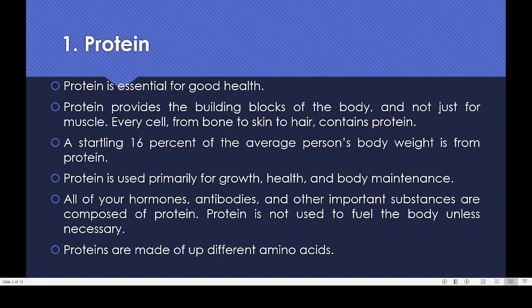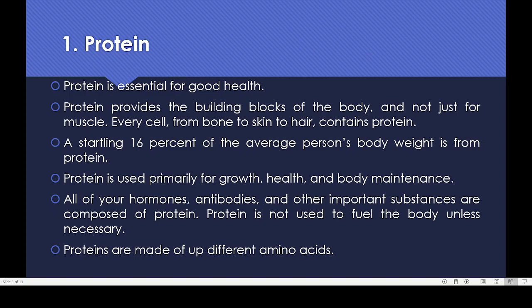Then protein is not used to fuel the body unless necessary. Normally the energy for the working of your body is not supplied by protein. It is actually supplied by another type of nutrient called carbohydrate. The main function of protein is that it is the stones or the building blocks of your body. Protein is basically used by your body for building, growing or developing your body, or it will be used as hormones or antibodies.